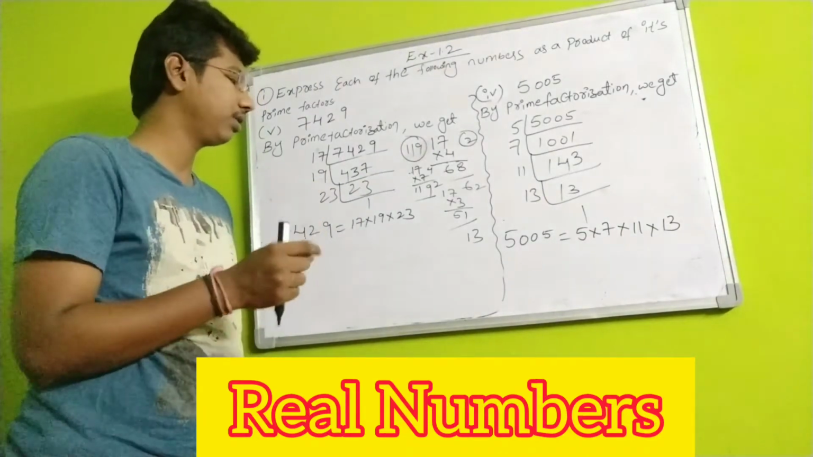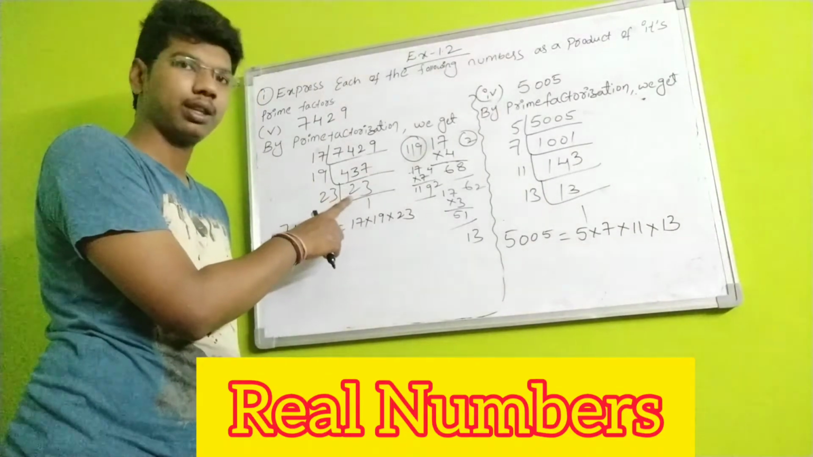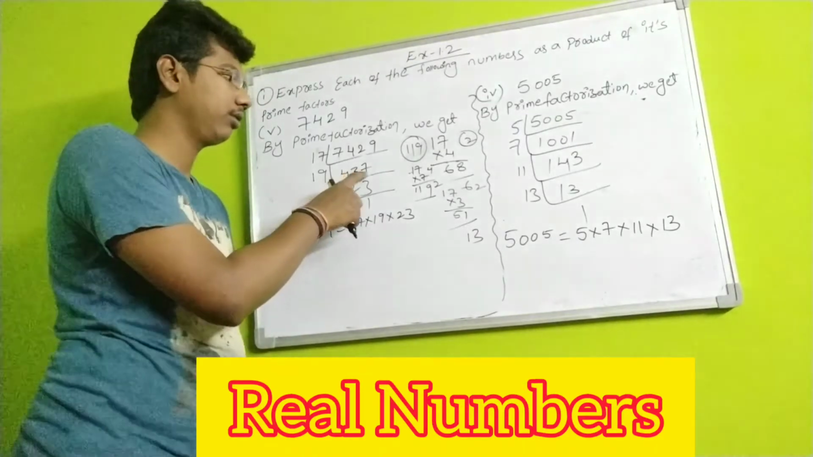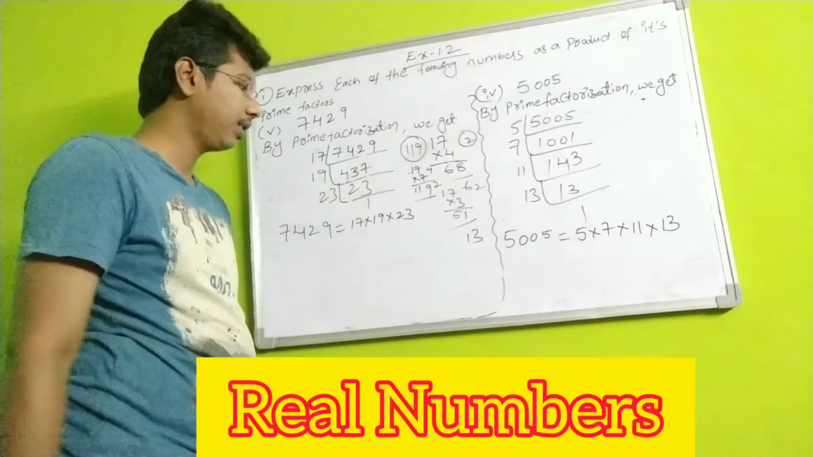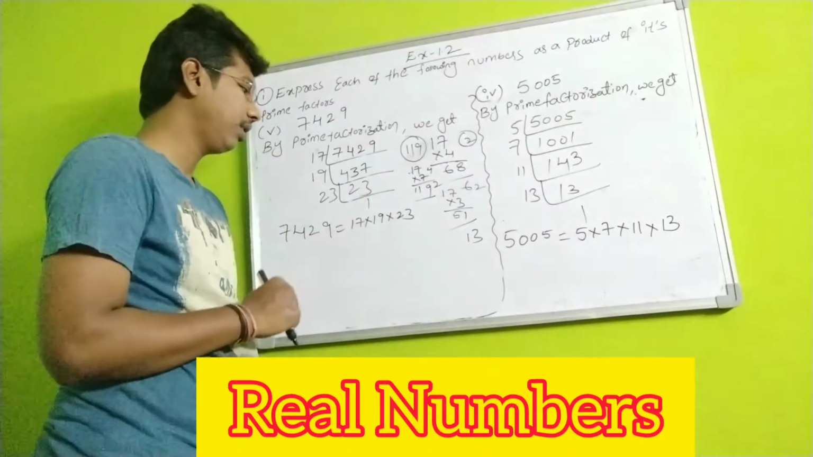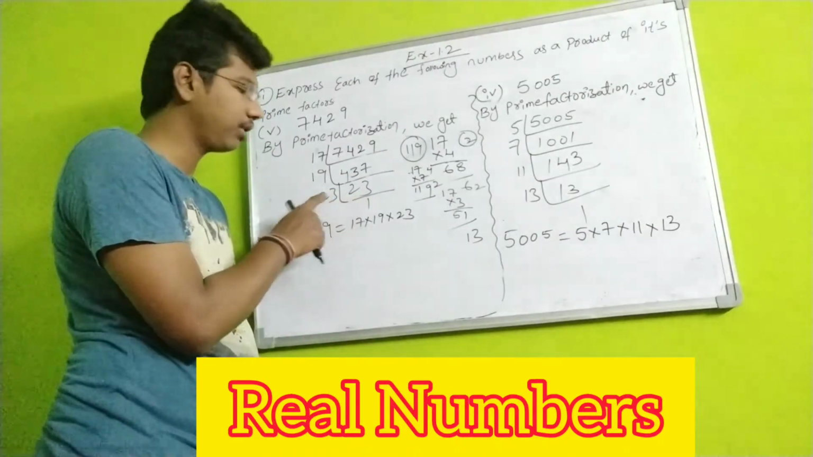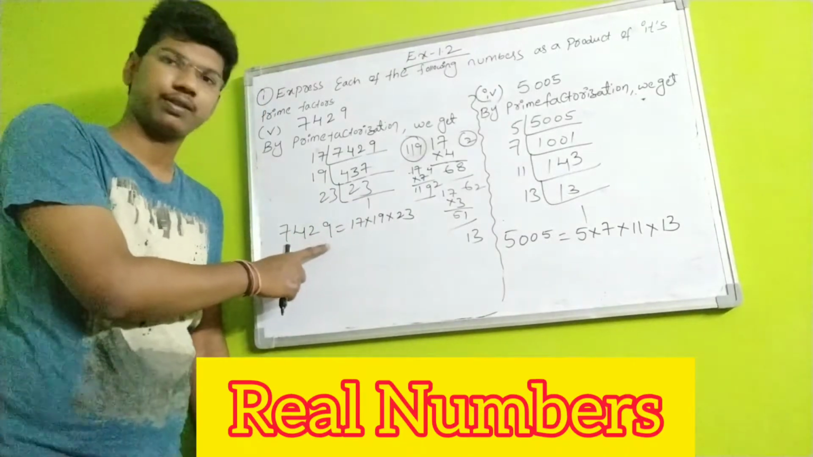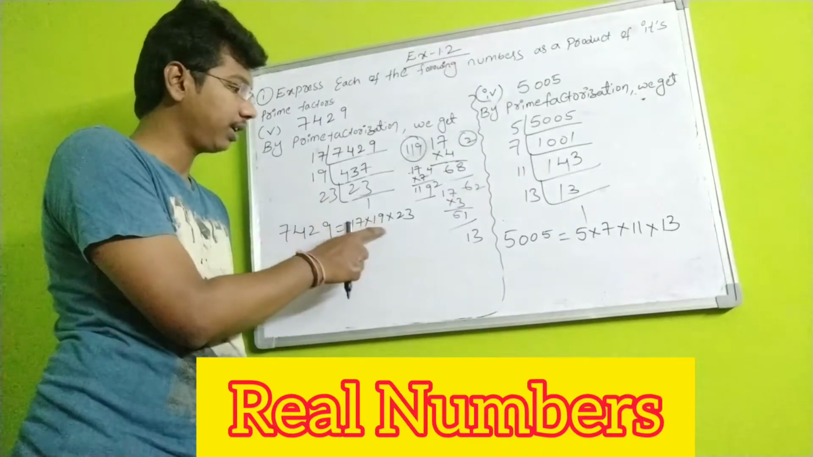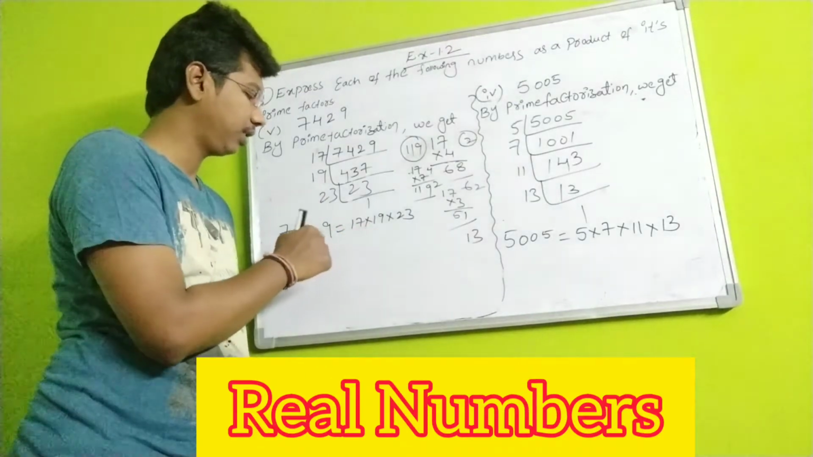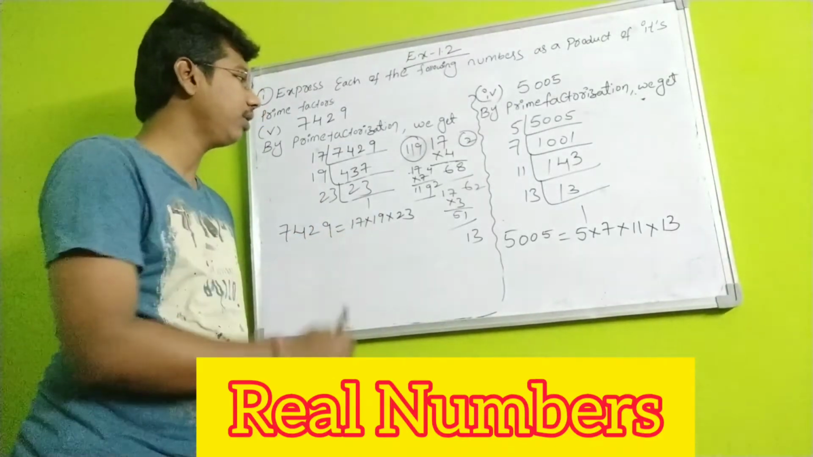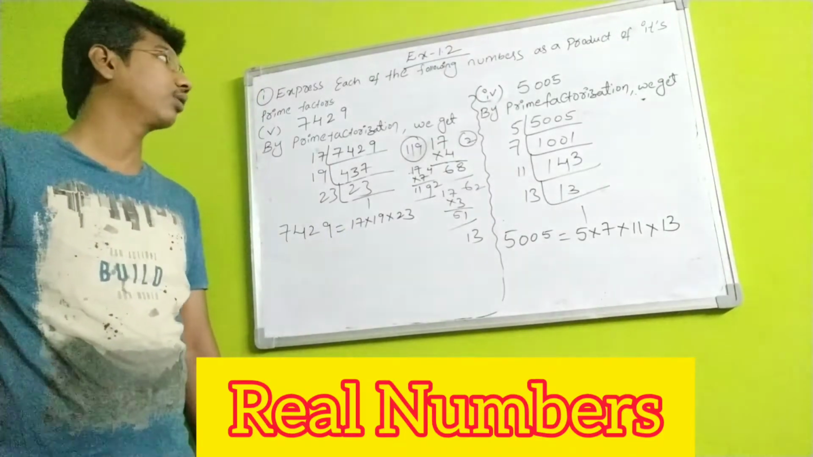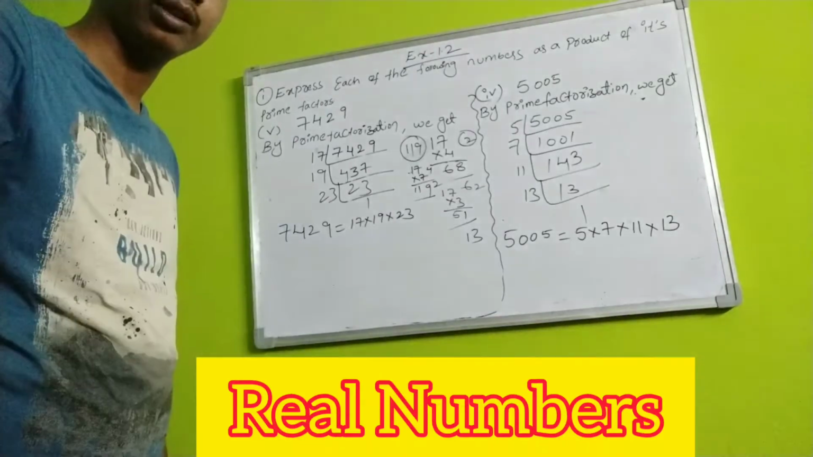Now take 19. 19 is divisible, students. 19 twos are 38. Here 5 carry. Now this 7 becomes 57. 19 threes are 57. Now 23 is a prime number, students. 23 ones are 23. Therefore we can write 7429 is equal to 17 into 19 into 23. Now these are the prime factors of 7429, students.